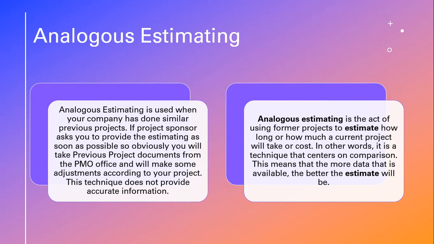Analogous estimating is the act of using former projects to estimate how long or how much a current project will take or cost. In other words, it is a technique that centers on comparison. This means that the more data that is available, the better the estimate will be.